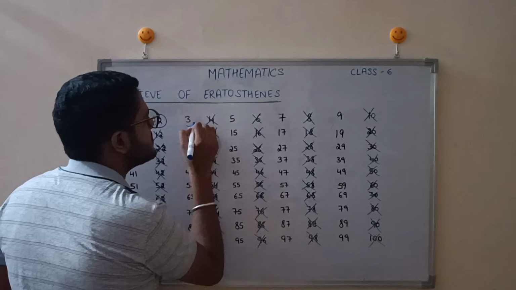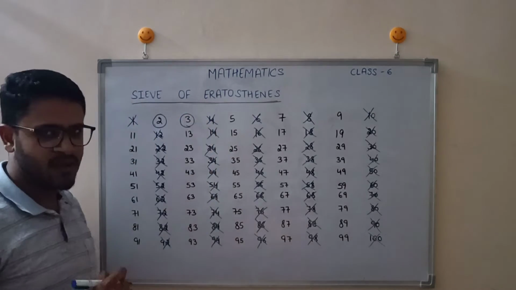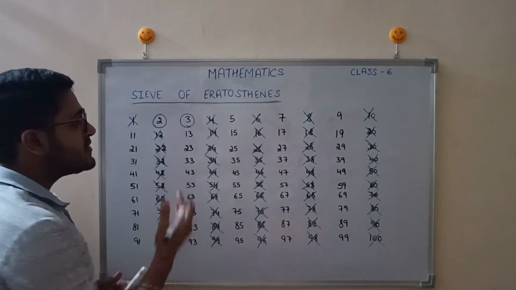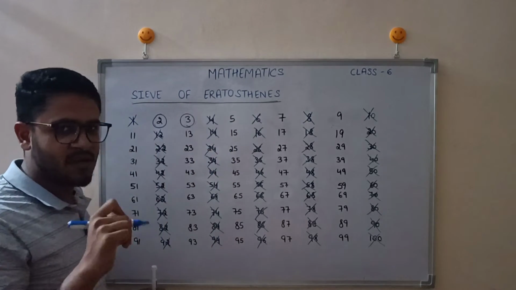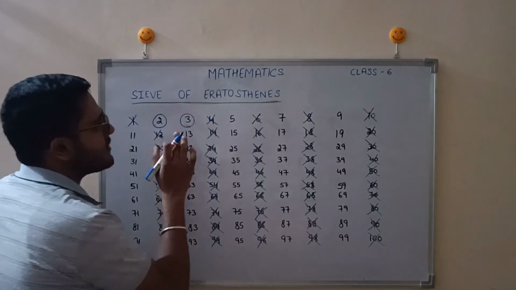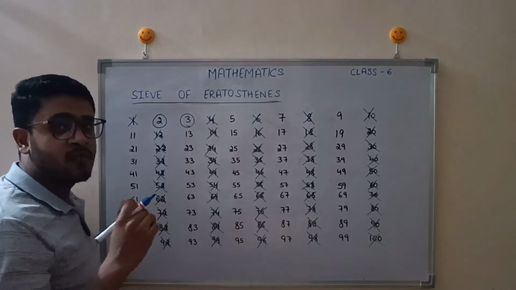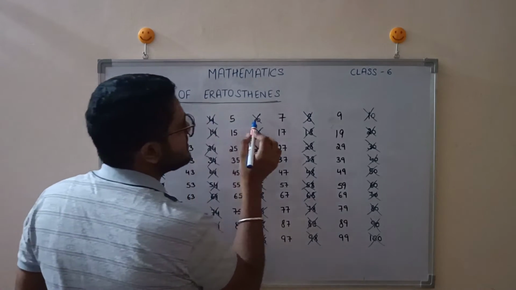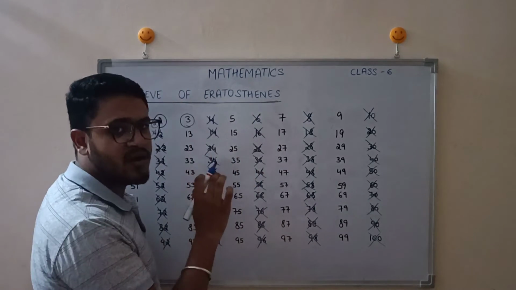So what we do is we will encircle it. Okay, we will circle it out, and what we will do with its multiples, we will cross all the multiples. So 3 we have encircled. After that, multiples of 3 we have to cross them out. Multiples of 3 will be 6, which is already crossed out.